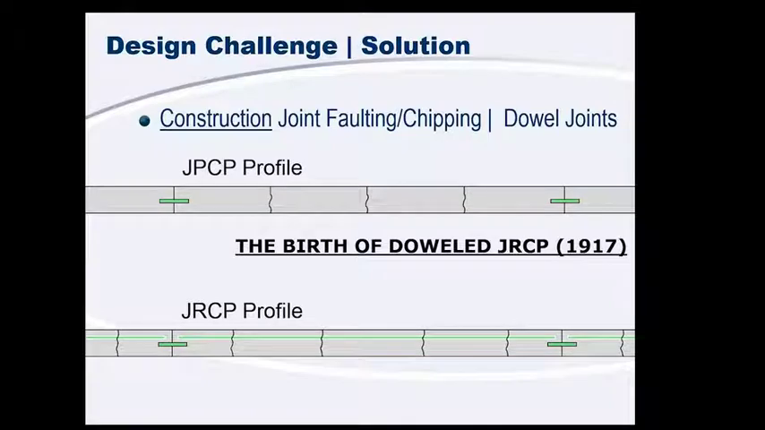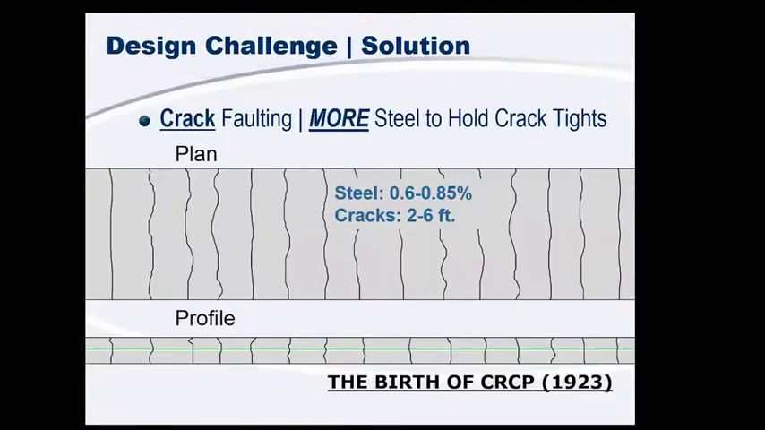So later on, we would start doweling all of the intermediate contraction joints, and this was in the 1920s or early 1930s. And eventually we got to the standard that we have today, where we have a fully doweled jointed plain concrete pavement. So the doweled jointed reinforced concrete pavement, though, before we jump to the fully doweled jointed plain, the doweled jointed reinforced didn't quite perform the way that we wanted it to. So our next step, as our structural engineers would note, was to put more steel in it.